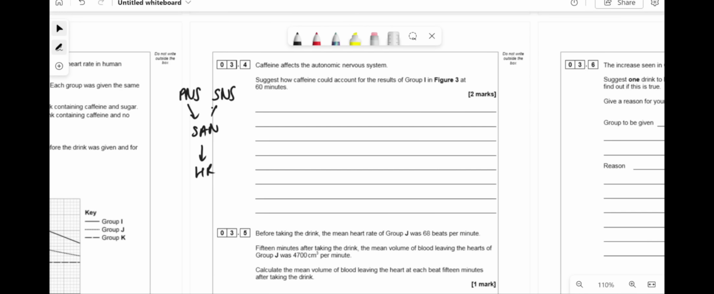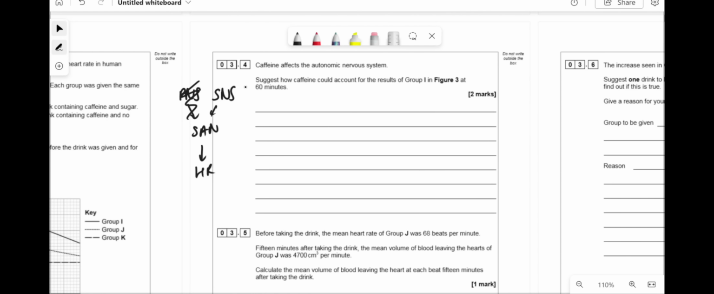Sympathetic, fight or flight, so you want to increase heart rate. Parasympathetic, rest and digest, so you want it to calm down. So in this case, the person's heart rate is increased. It's probably going to be the sympathetic nervous system that's doing the job.